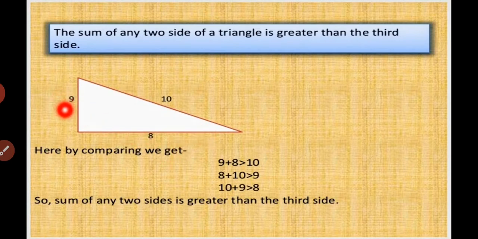If we add these two sides, 9 plus 8, it is always greater than the third side, greater than 10. If you add 8 plus 10, it is greater than 9. If you add 10 plus 9, it is greater than the third side, that means greater than 8. So, the sum of any two sides is greater than the third side.